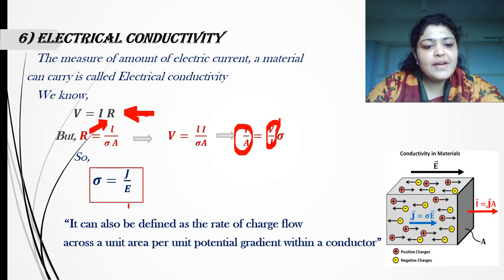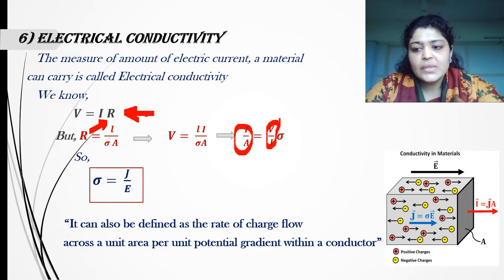So I can define conductivity as the rate of charge flow across unit area per unit potential gradient within a conductor. This is the charge flow per unit area, that is J, and this is the potential gradient or potential drop across a conductor. So this equation gives us the relation J equals sigma E.